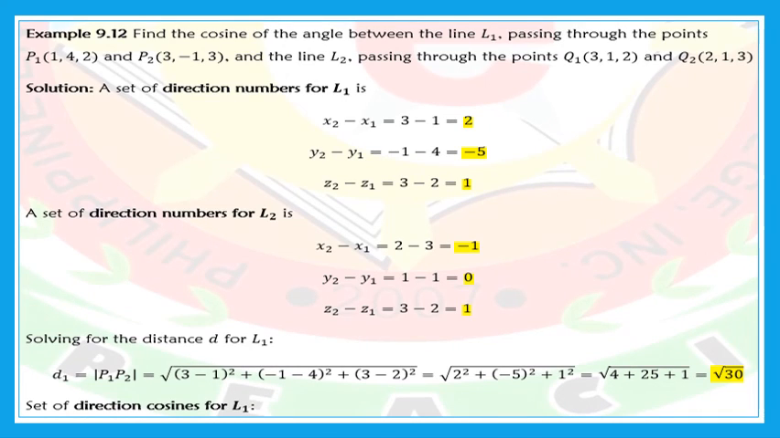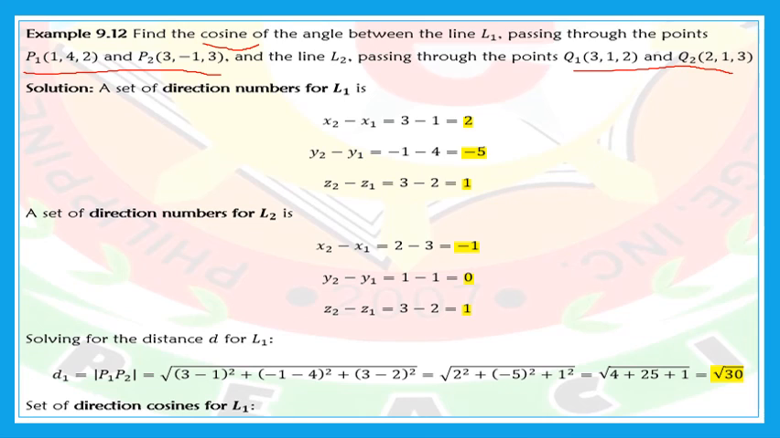In example 9.12, find the cosine of the angle between the line L sub 1 passing through the points P sub 1 and P sub 2 and the line L sub 2 passing through the points Q sub 1 and Q sub 2. So, what we need to find here is the cosine of the angle. We will use the formula from the previous slide. But before that, we first need to find a set of direction numbers for each line. A set of direction numbers for L sub 1 uses these points, and for L sub 2 these points.